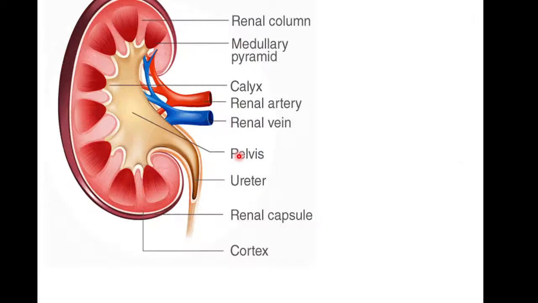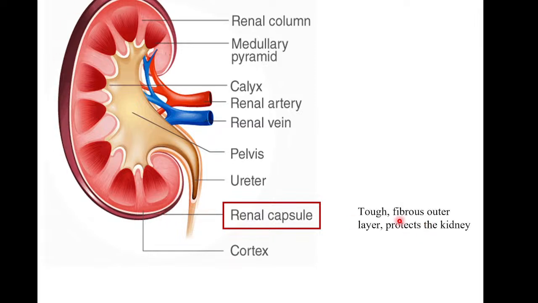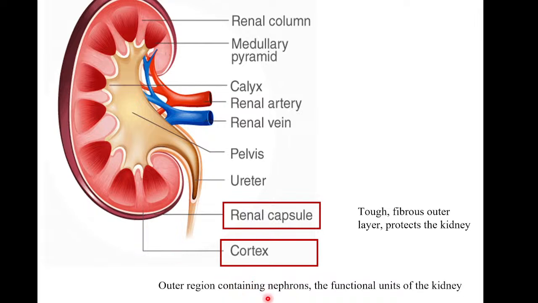If you see the structure of a kidney, you can see the outer layer, known as the renal capsule. This outer covering, the renal capsule, is a very taut, fibrous outer layer that protects the kidney. If you go below this capsule, you find the outer region, the cortex. This outer region contains nephrons, and these nephrons are the functional unit of the kidney.